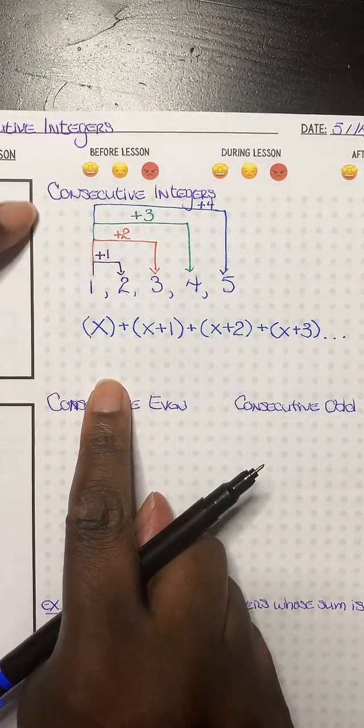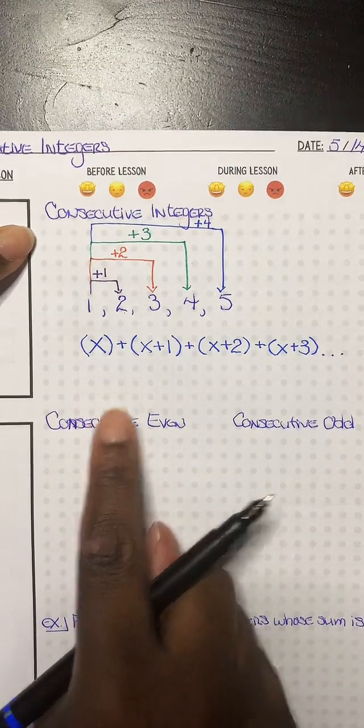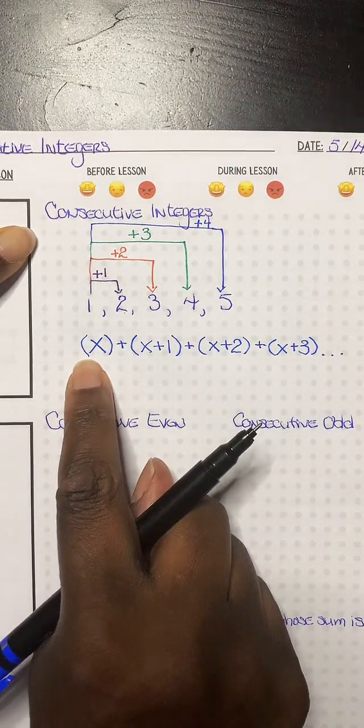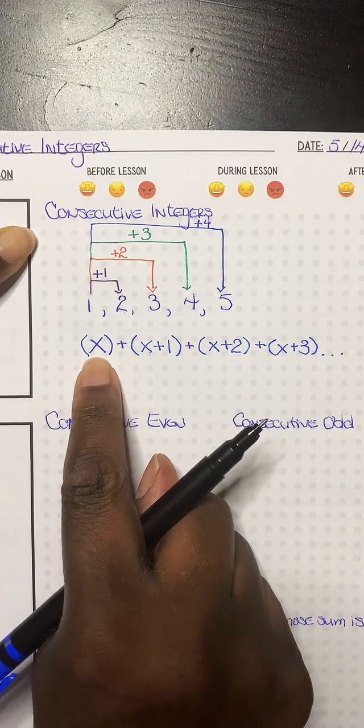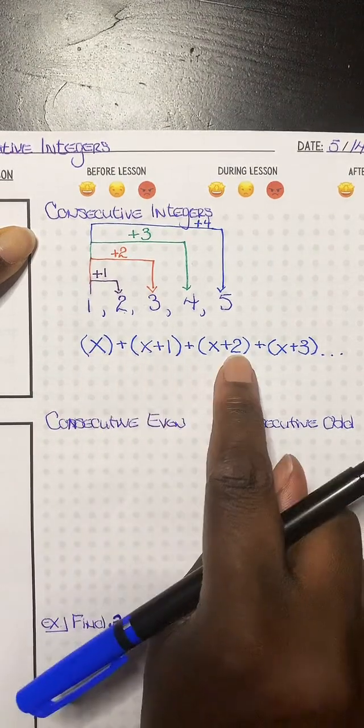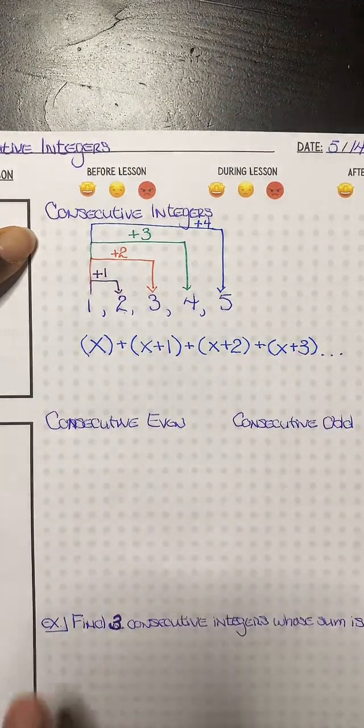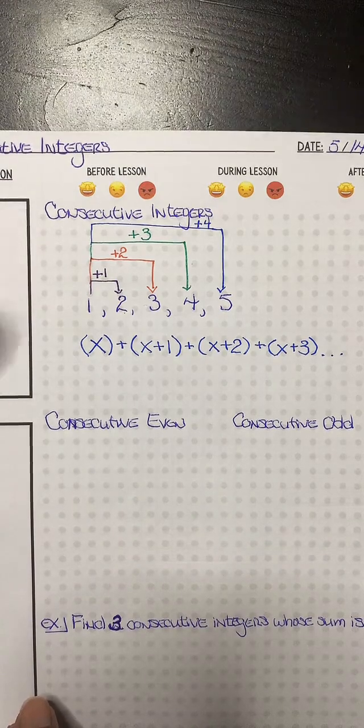But when they say consecutive integers, that's what you're basically doing: taking where you're starting from, adding 1, adding 2, adding 3. All right?